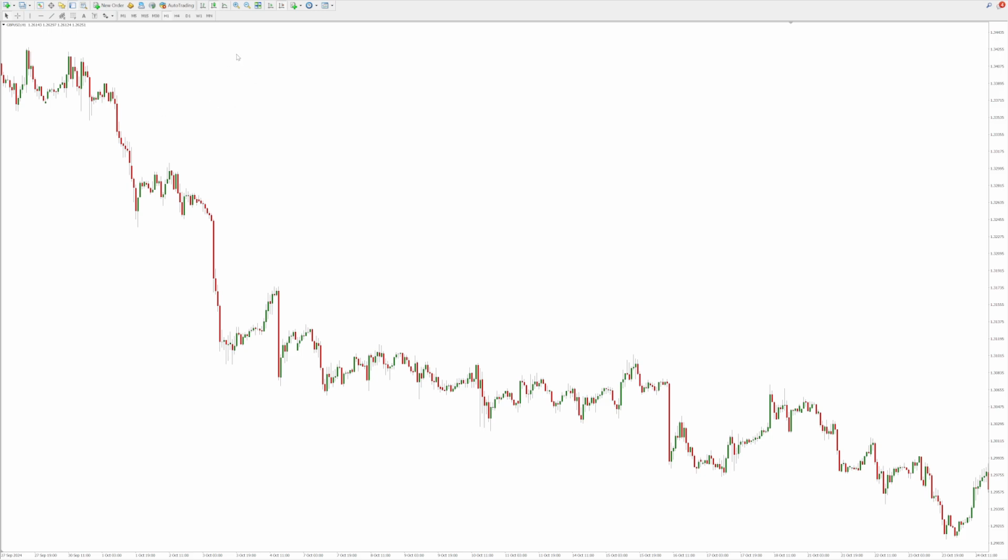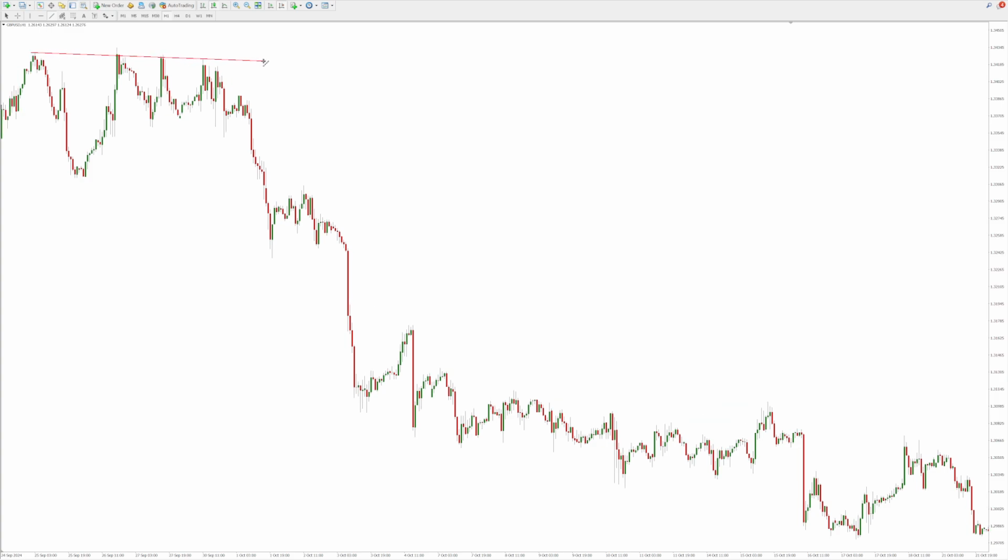Personally, I prefer the longer term chart time frames, so the 1 hour, 4 hour, daily, weekly, monthly, simply because they contain more price data, and for me that gives more reliable signals. That applies not just to trend lines, but support, resistance, candlestick patterns, and even technical indicators. Okay, so the first thing we need to do is look for a trend.